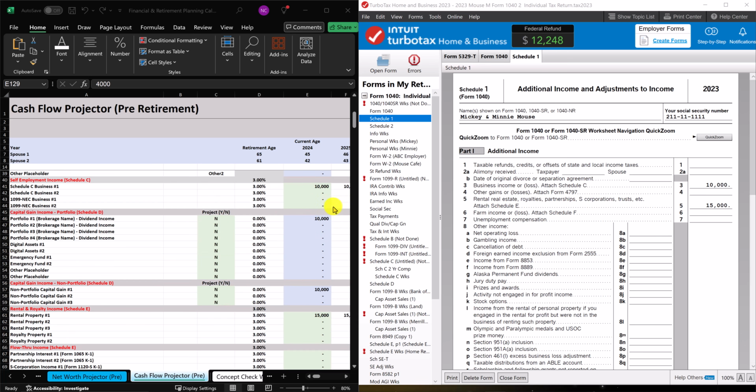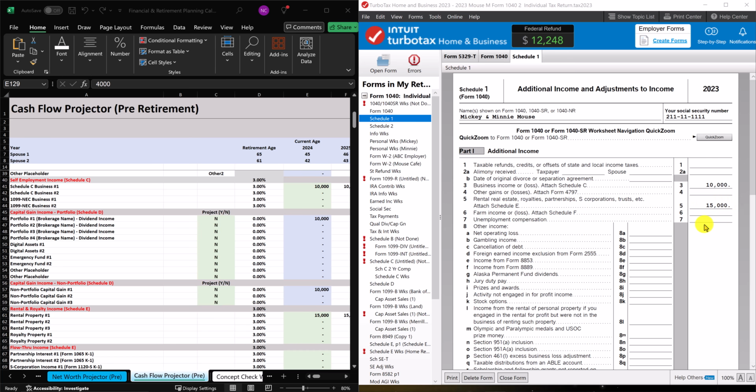Next on the list, we have $10,000 of capital gain from one of our portfolios. We also have $10,000 of non-portfolio capital gain. If you recall from one of the last videos, this related to a disposal of land. Now, both of these are going to be a Schedule D item, but before we go there, let's just take a look at this next one right here, $15,000 of income from a rental property. The reason I want to mention that one right now is because that one is also listed on Schedule 1 right here, line 5, rental real estate, attached Schedule E, and there is our $15,000.